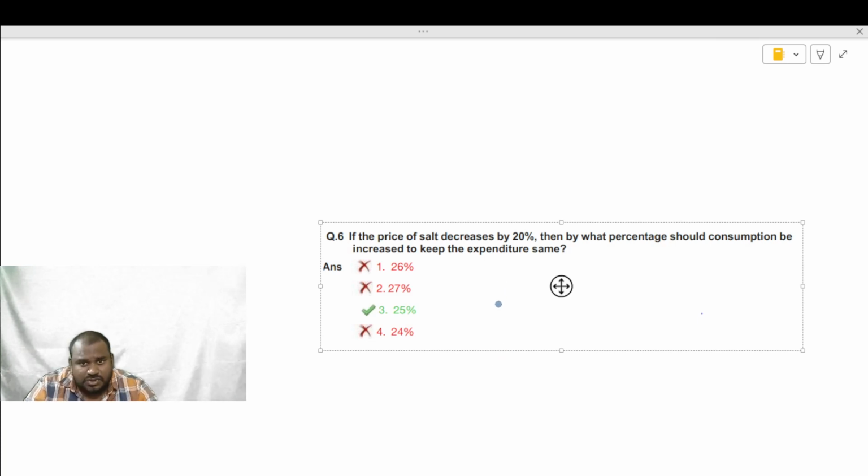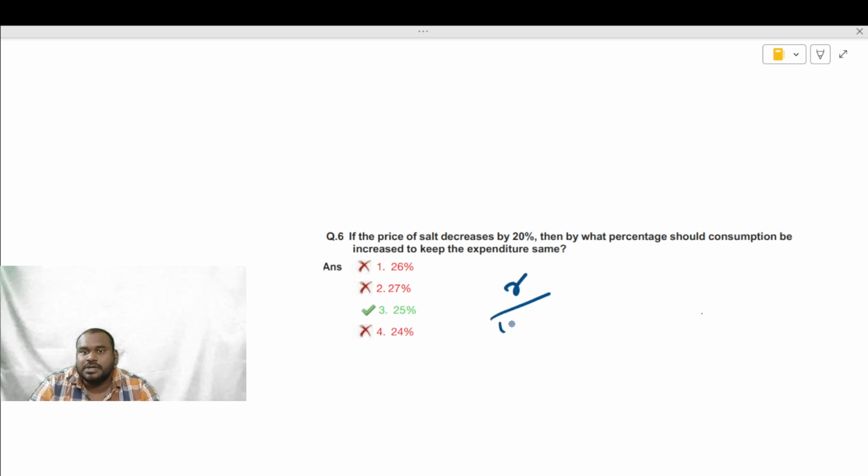If the price of salt decreases by 20%, then by what percentage should consumption be increased to keep the expenditure same? So for this type of questions, there is a formula. R by 100 minus R into 100 is the percentage. This is the formula you have to use.